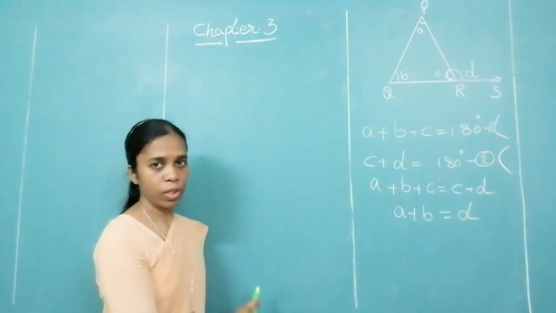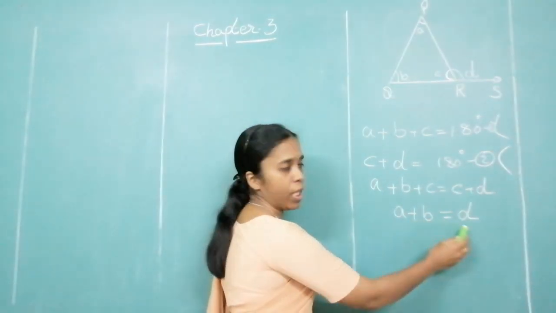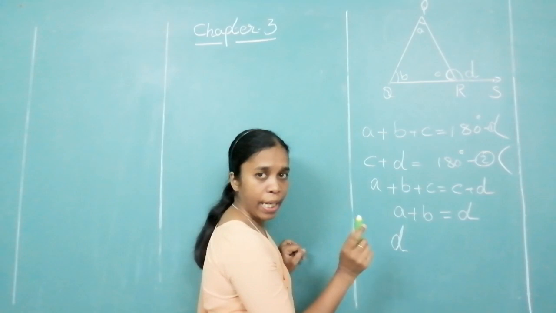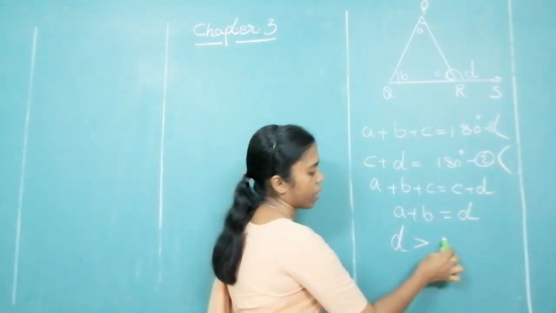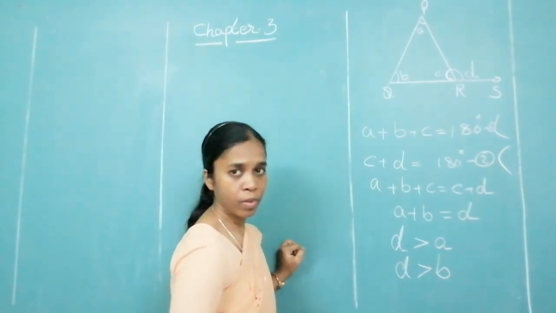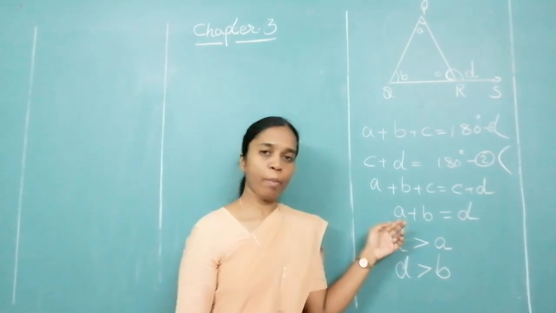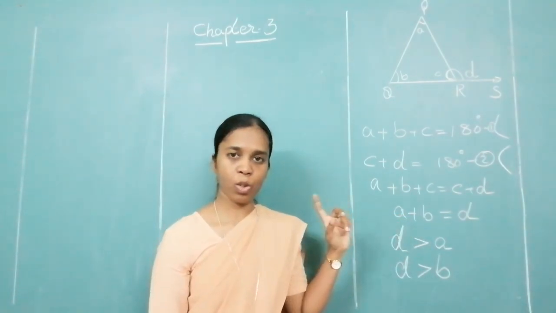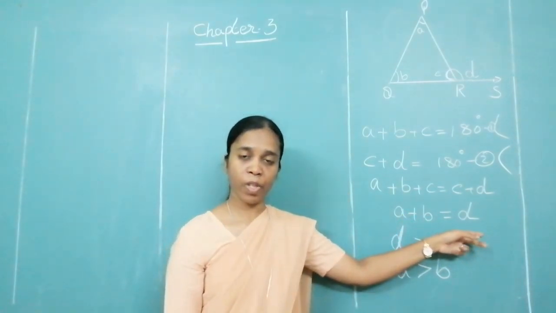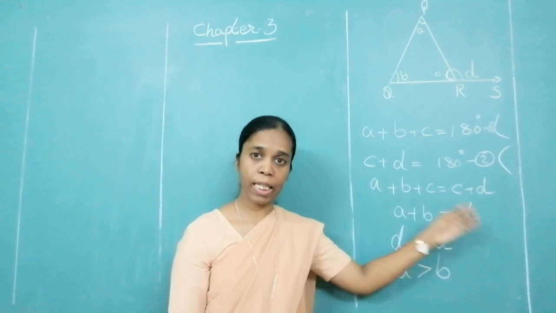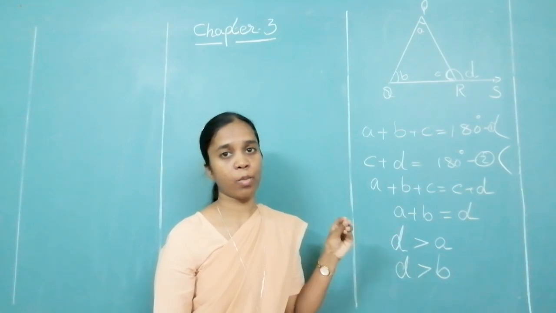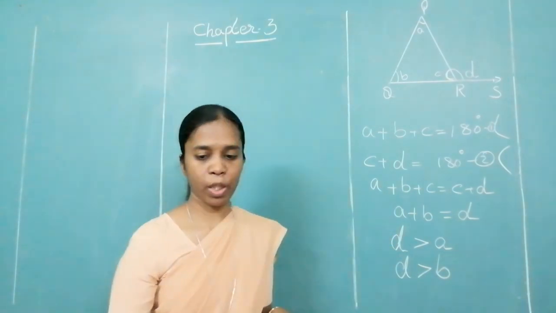One thing, please pay attention. Now, A plus B is equal to D. Therefore, D, that is the exterior angle, is always greater than A. Similarly, D is always greater than B. There has to be some measure for A and B to be an angle, not 0. Their value is at least 1 degree. Okay. When you add both of them, you are getting D. Therefore, this exterior angle is greater than the remote interior angles. It is greater than remote interior angles. Please make note of it.